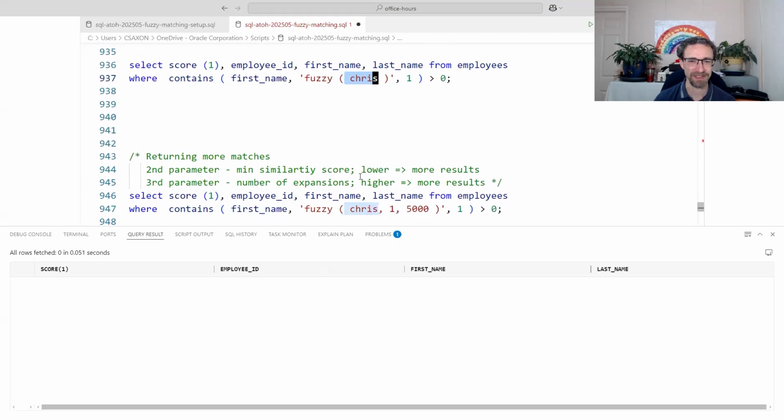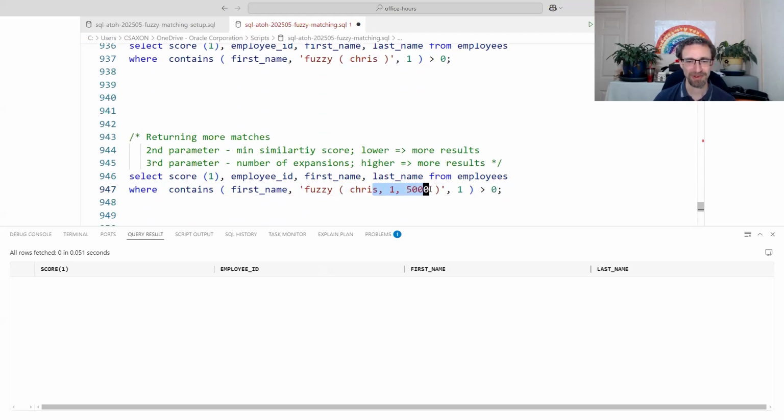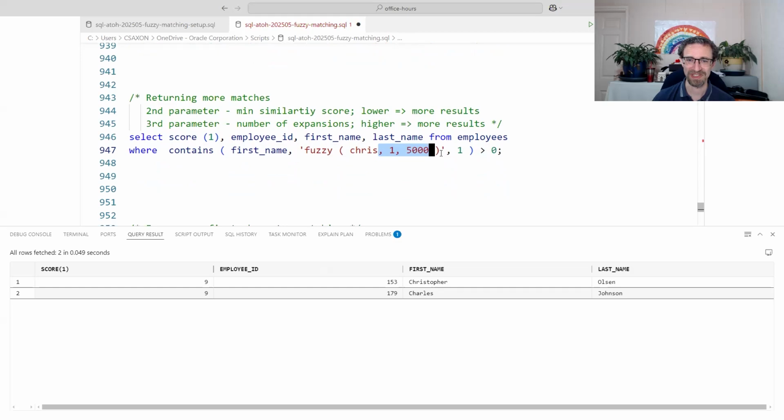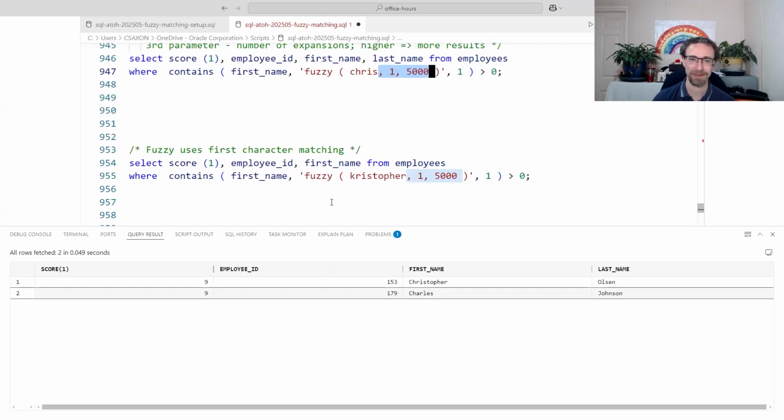Well, what can we do here? There's a couple of optional parameters here. They match the similarity score and the number of expansions, basically how many things it actually compares. So set this one lower value, more results. Second one, higher value, more results. One is the lowest, I believe 5,000 is the highest. And we can see now it matches Christopher and pulls back Charles as well. So we get fuzzy matching there. If you're going to use this, you probably want to look at tweaking what these values are here.